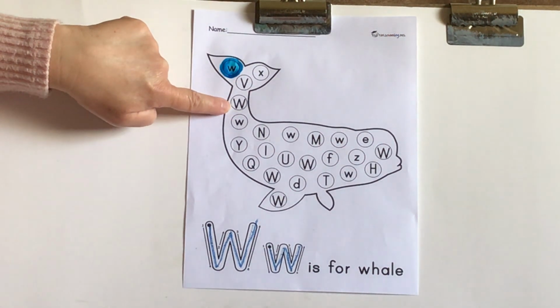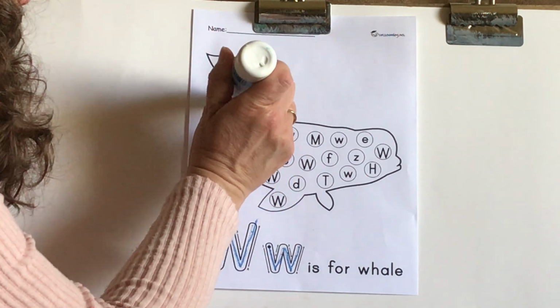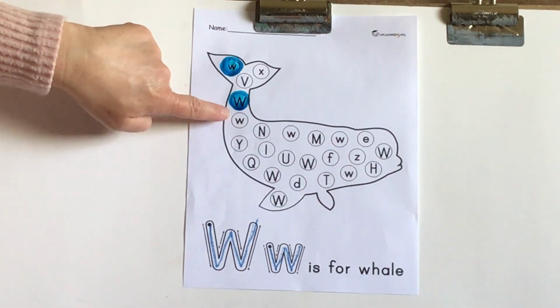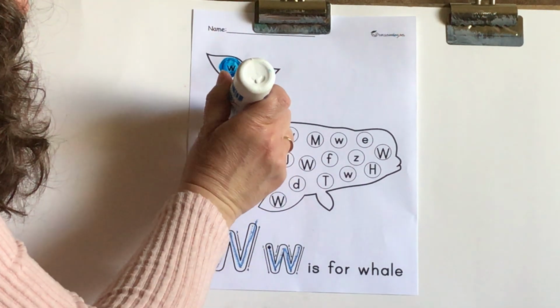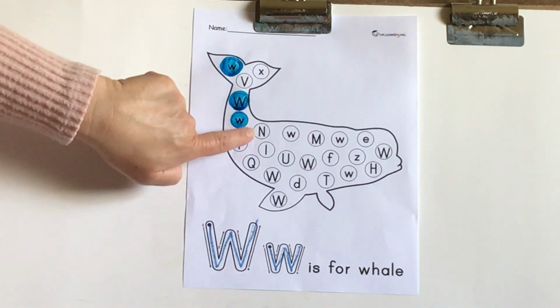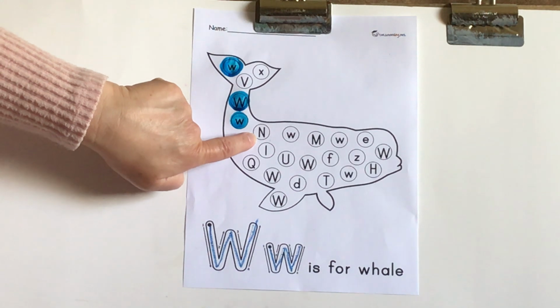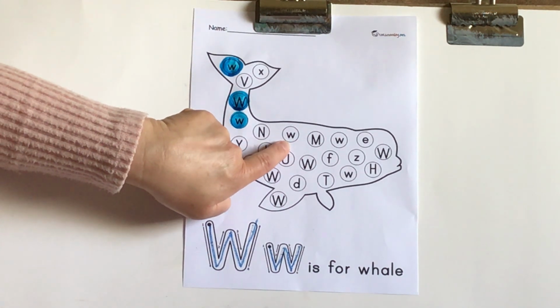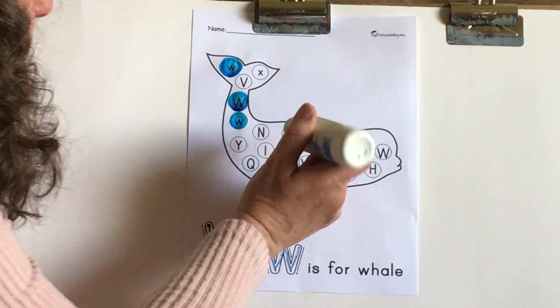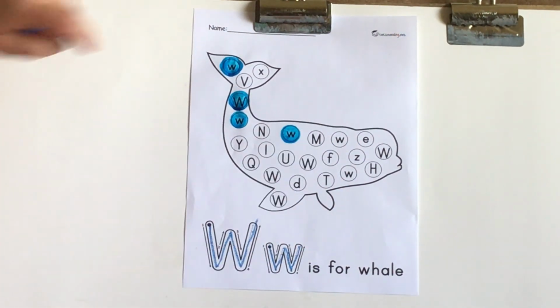And what letter is this one? There's a W. Okay. And what letter is this one? Yes, that's a W also. That's a lowercase w. And what about this one? Is that a W? No, that's an N. N. How about this letter? What letter is that one? That's a lowercase w. All right, now let's look at this one.